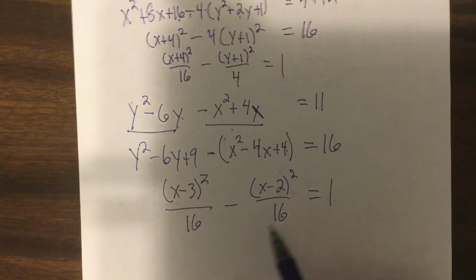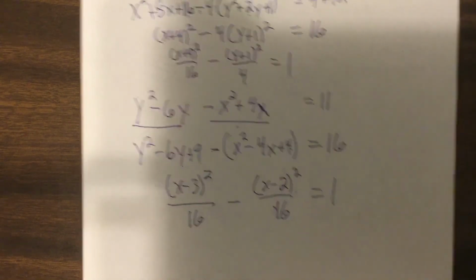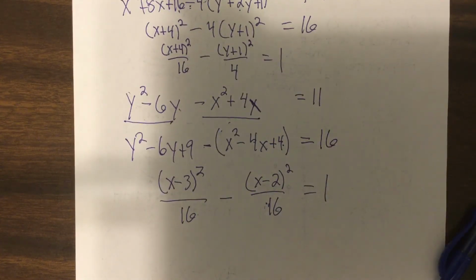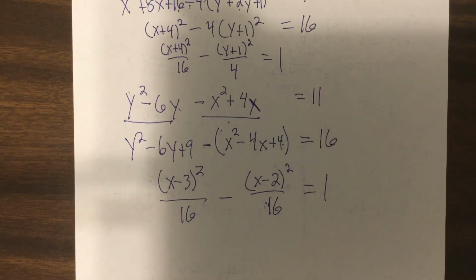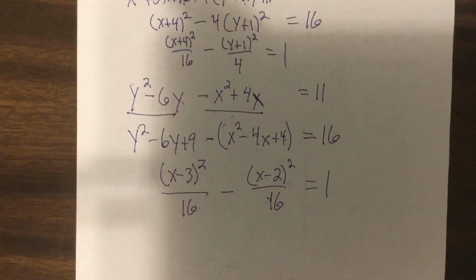Now, a hyperbola can have the same bottoms. So that means the slope of my asymptote is going to be 1. The square root of 16 over the square root of 16.